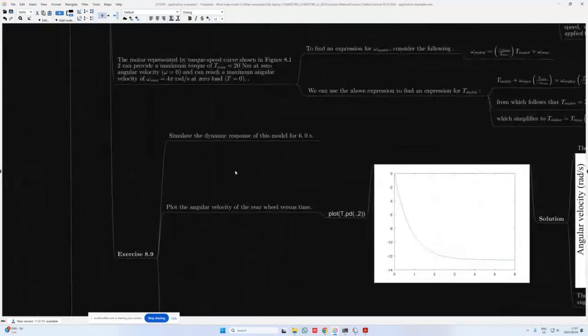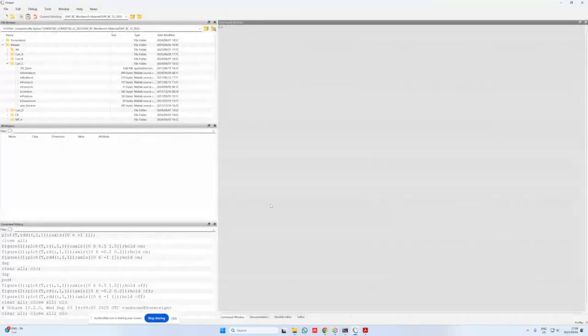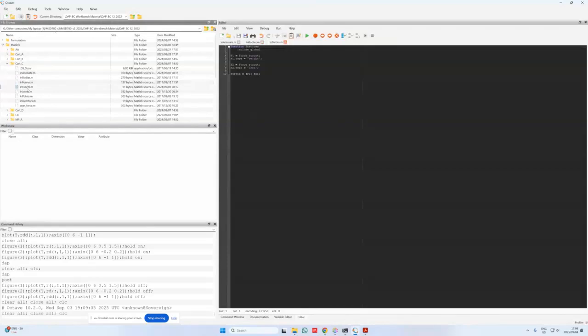And exercise 8.9 then says that we need to simulate the dynamic response of this model for 6 seconds. And we then also want to plot the angular velocity of the rear wheel versus time. Now you remember from last week, we looked at the cart bodies. We said the cart body itself is body 1. The rear wheel is going to be body 2, and body 3 is then the front wheel of the cart. So before we jump into the actual analysis, let's perhaps quickly run through the input files that we have for cart C.